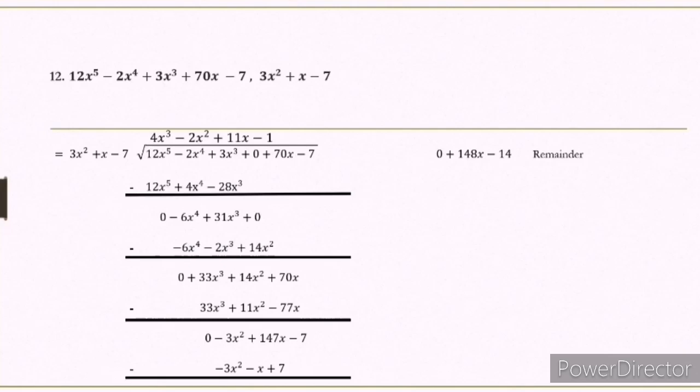Then subtract: 6x raised to 4 minus 6x raised to 4 is equal to 0. 31x cubed plus 2x cubed is equal to 33x cubed.